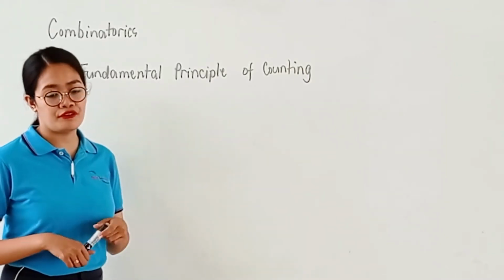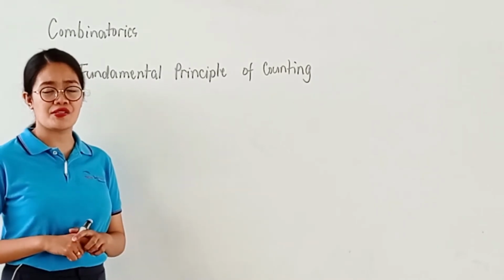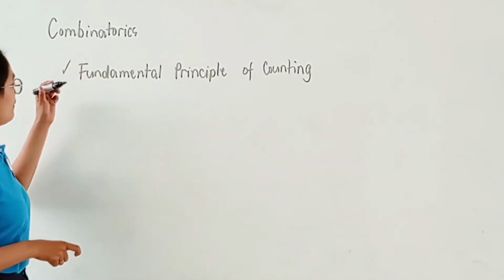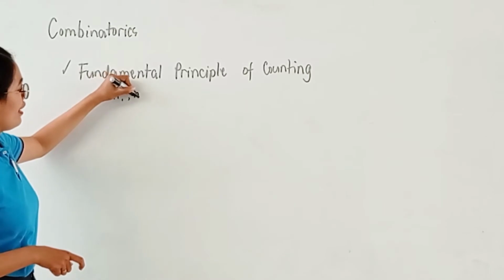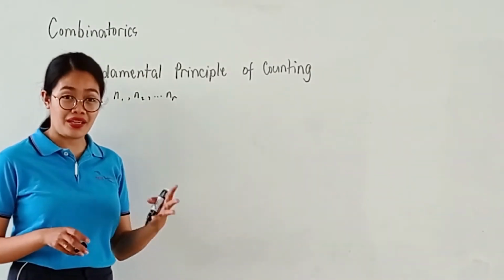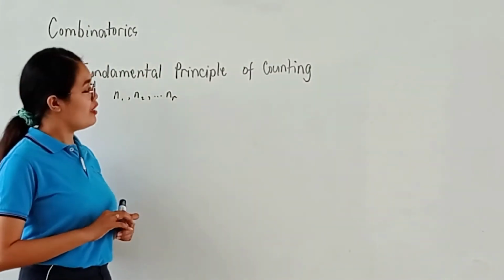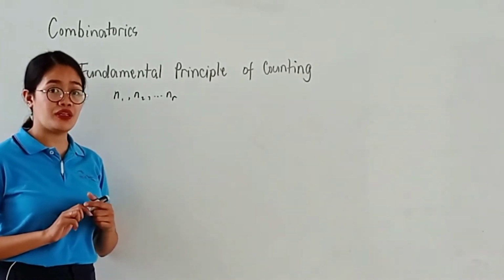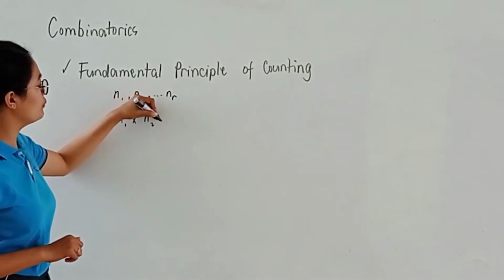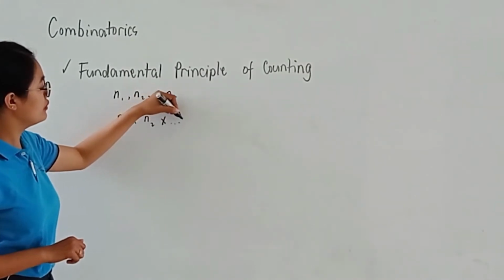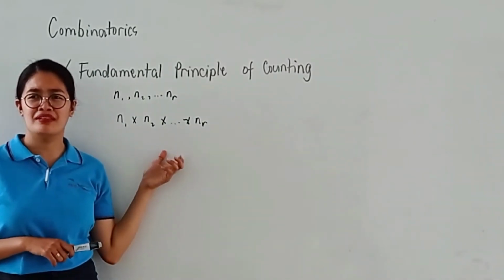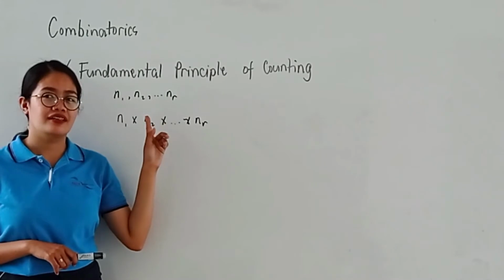For the fundamental principle of counting, if the ways to do a certain task can be split into r steps, and there are n sub 1, n sub 2, to n sub r ways of completing the task under these respective steps, then the total number of ways for this task to be completed should be given by n sub 1 times n sub 2 times until n sub r.